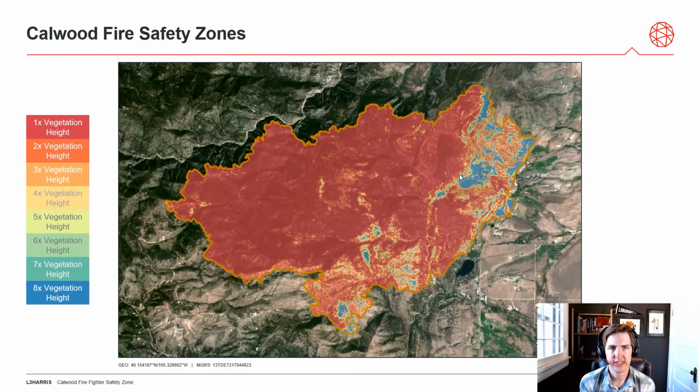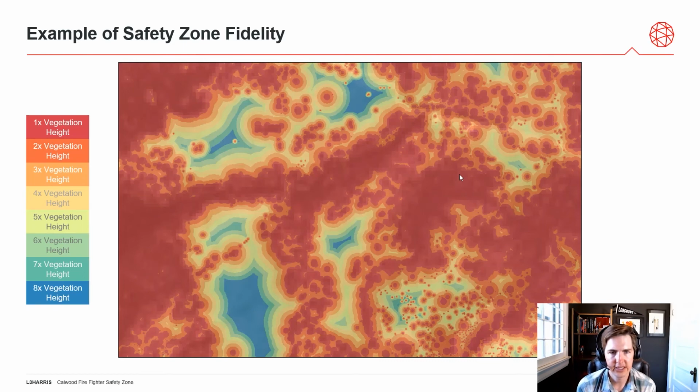And now these are the safety zones. Anywhere that is blue would be a safe area to stand, and anywhere that is red would be either actively on fire or way too close to the fire to stand. These are computed so that the red areas are 1 times the vegetation height, whereas the dark blue areas are 8 times the vegetation height. And then here's a zoomed in look at that. If you look at this area down here, you would want to stand in the center of this, and that would be a safe area to stand. Whereas, for example, the red areas are way, way, way too close to the flames.